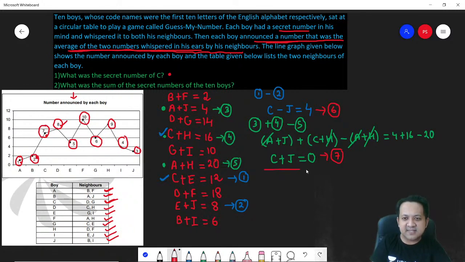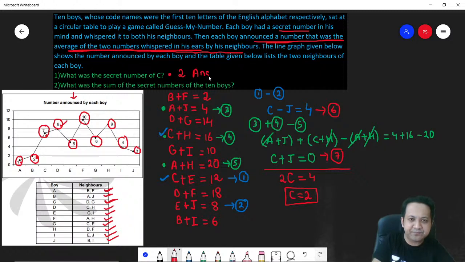So from 6 and 7, I think you can easily get it. You can add up both the equations. So 2C, 6 plus 7, 2C is equal to 4, or C is equal to 2. That's your answer. C is equal to 2. That's the answer for the first one.